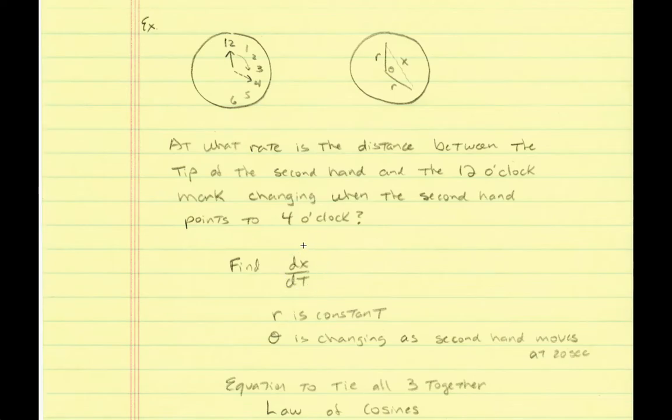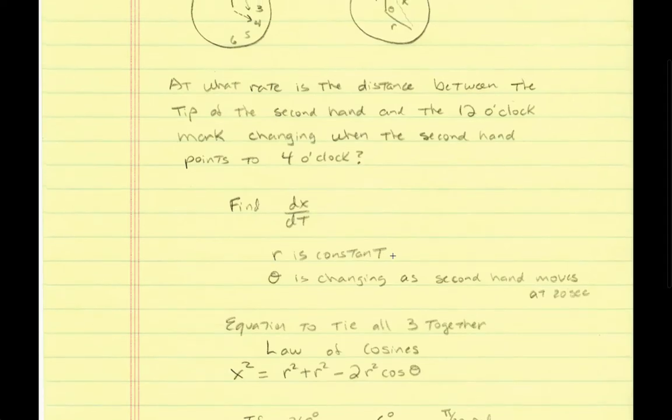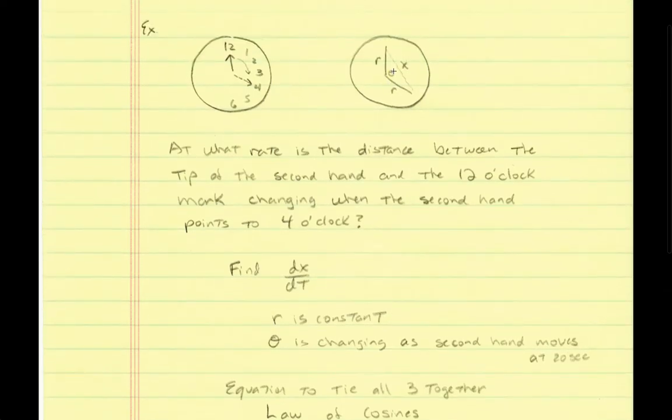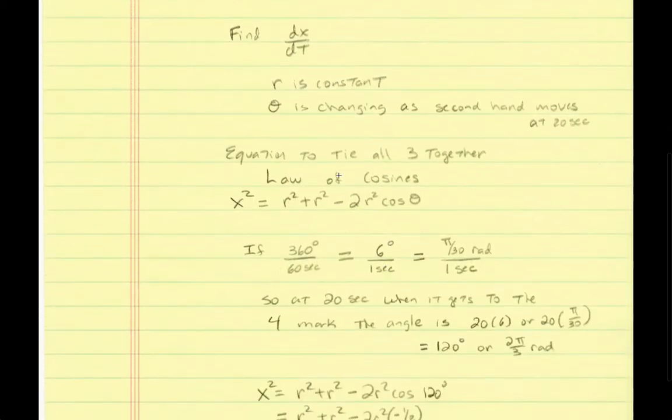Now, a couple of things I look at. One, the second hand, or what I call r, is a constant. The radius does not change as it flows around the clock. Two, the angle does change, so I need to find out what that angle is at that particular point. So I need to create an equation that has this picture in mind, and the picture creates the equation of the law of cosines.